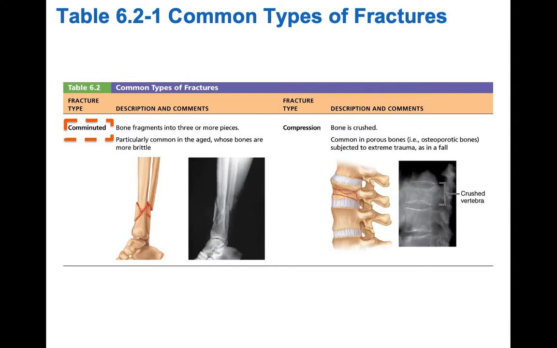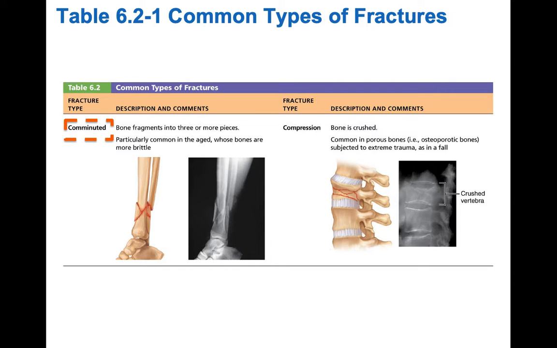This twisting, where does this happen? Most likely in your legs, as you can see right in here. It's particularly common in the aged, whose bones are more brittle. Not necessarily, though. Again, you can step into a hole, you twist, your body falls, and you can get one of these fractures, a comminuted break.